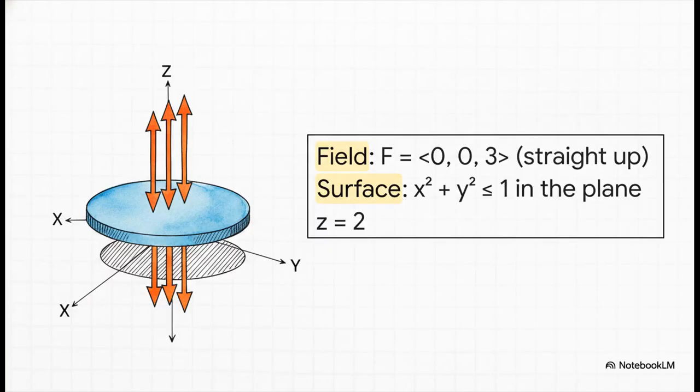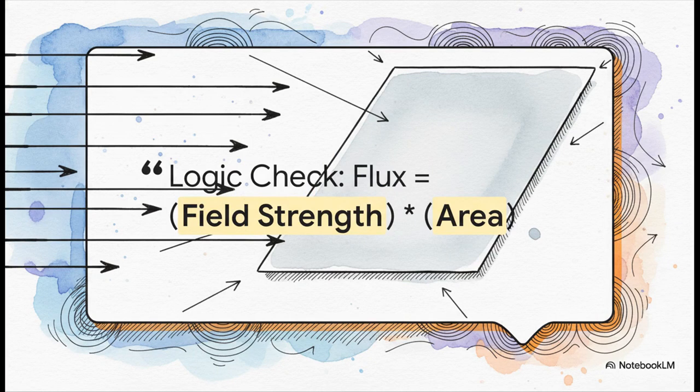So for our first case, we've got a super simple setup. The vector field is just F equals <0, 0, 3>, meaning it's pointing straight up, constantly, everywhere. And our surface is a flat horizontal disk. Now, before you even write down the integral, you can do this awesome little logic check. It's a great way to catch mistakes later.